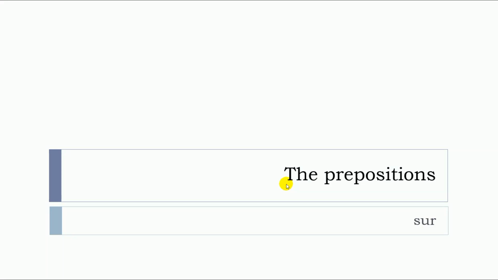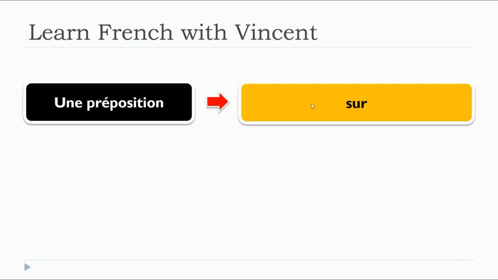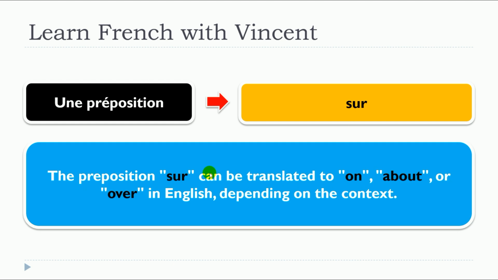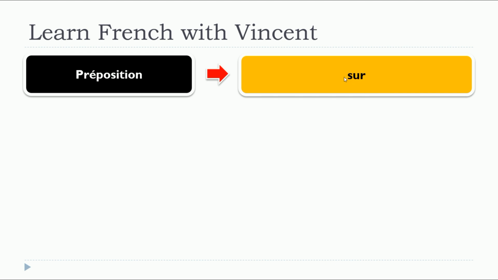In this lesson, we will see the prepositions, but we will see more precisely sur. And so, this lesson is about sur. The preposition sur can be translated to on, about, or over in English, depending on the context. And so in that situation, we will see 4 examples with sur.